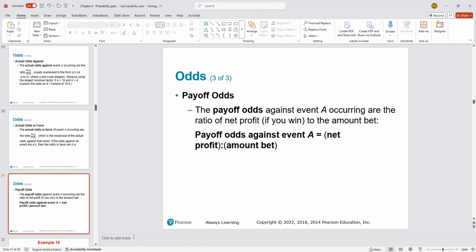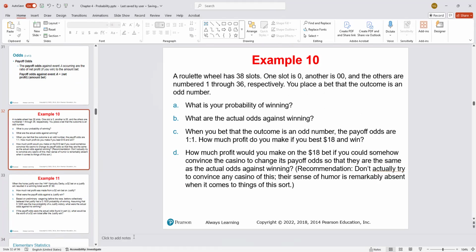Of an event, but the payoff odds describe the payoff amounts that are determined by casino, lottery, racetrack operators. Okay, so racetracks and casinos are in business to make a profit. So the payoff odds will not be the same as the actual odds, right? Because they want to make money. But let's see in a few examples what we can do.